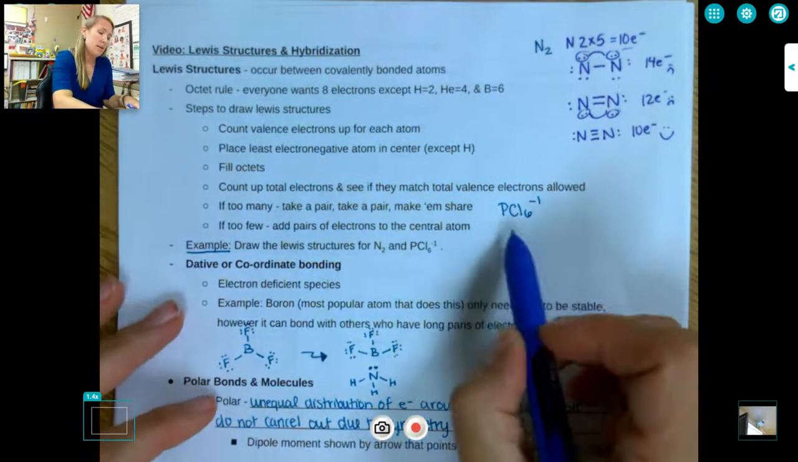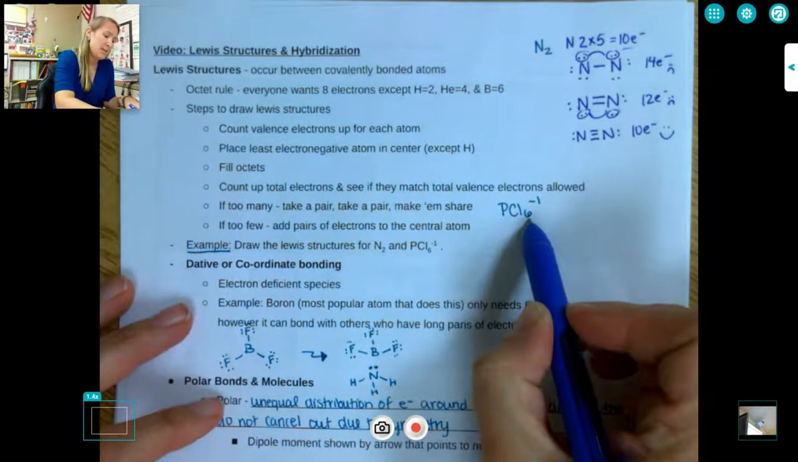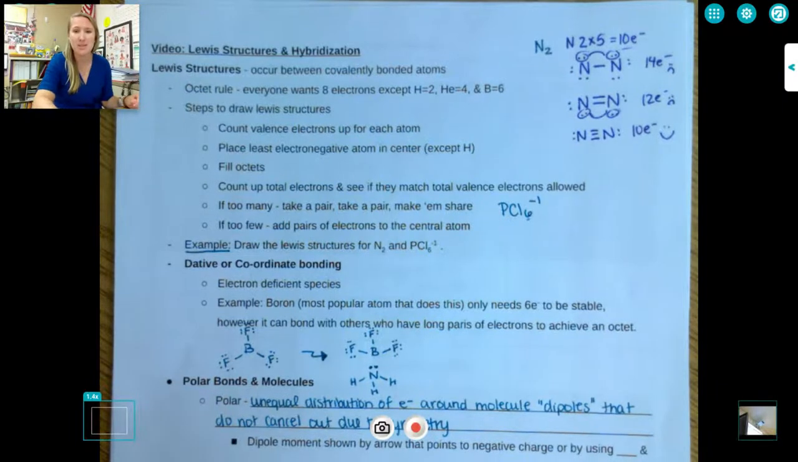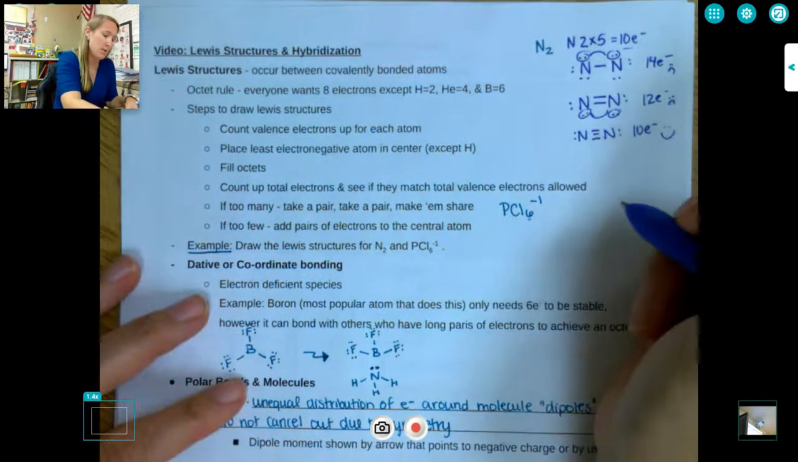Okay. Let's take a look at PCl6. Notice this time we have more than 4 things connected to our central atom. This is called an expanded octet. So again, that's something that's new here in AP.